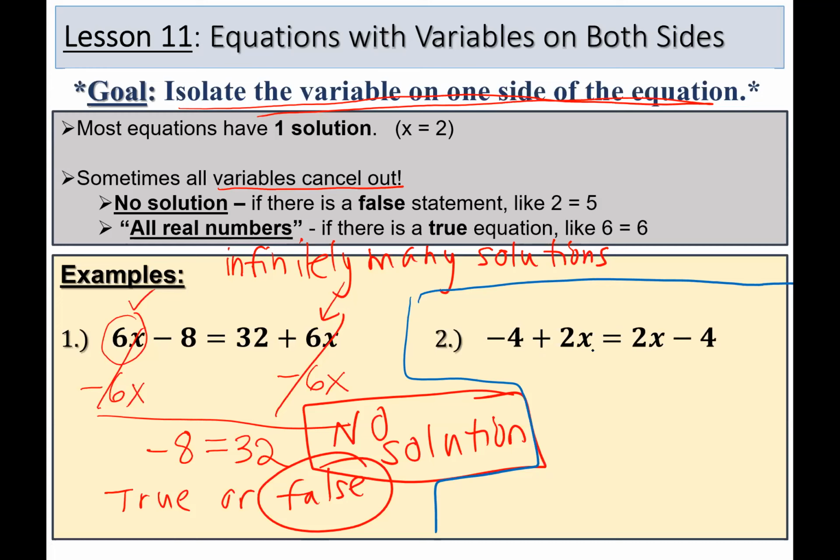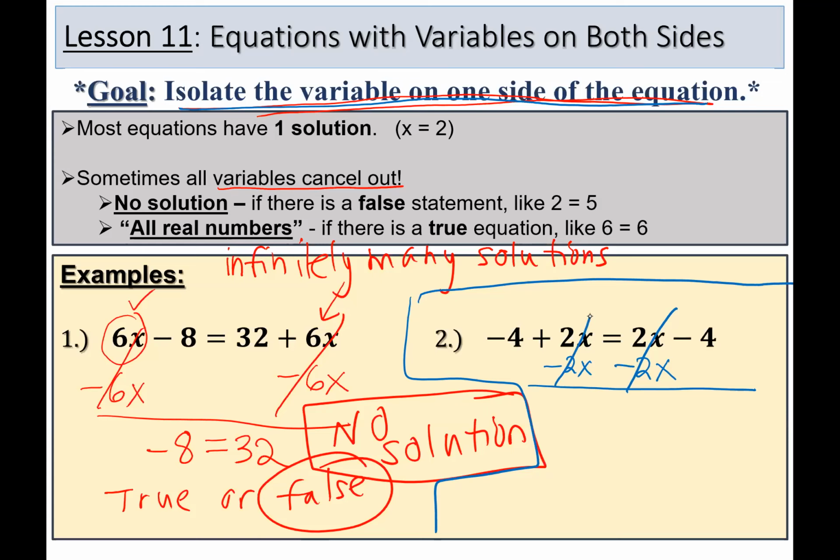Let's approach it in the same way that we did the previous problem. Let's try to isolate the variable on one side of the equation. In this case, our variable is x, and it looks like we have 2x on the right side. So let's get rid of that 2x by subtracting 2x on both sides. So I'm writing minus 2x on both sides of the equal sign. 2x minus 2x is 0x. I'm canceling that out. And then, just like last time, that actually happens on the left side as well. 2x minus 2x cancels out.